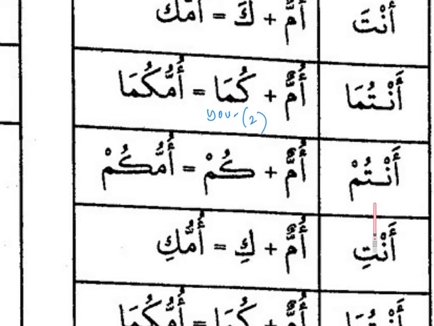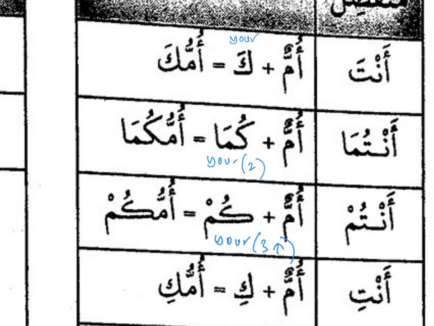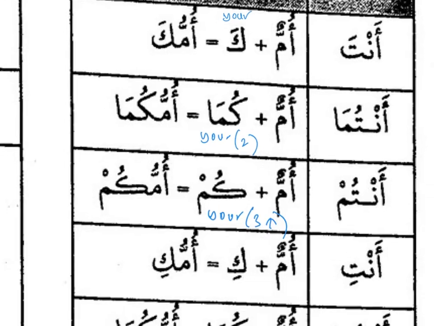Next word is antum, and antum means you, but this is now for plural, three and above. You want to say your mother, the word is kum. The meaning is of course similar to kuma, your, but this is for three and above. So how do you say your mother? Combine the two words, you say ummukum. So you have ummuka, ummukuma, and ummukum for you, or for your.